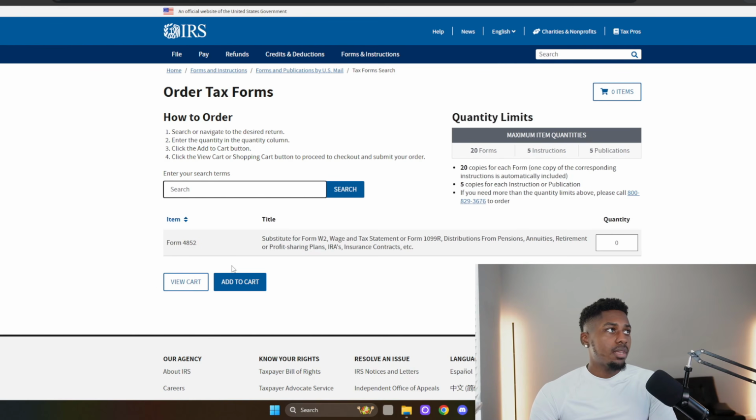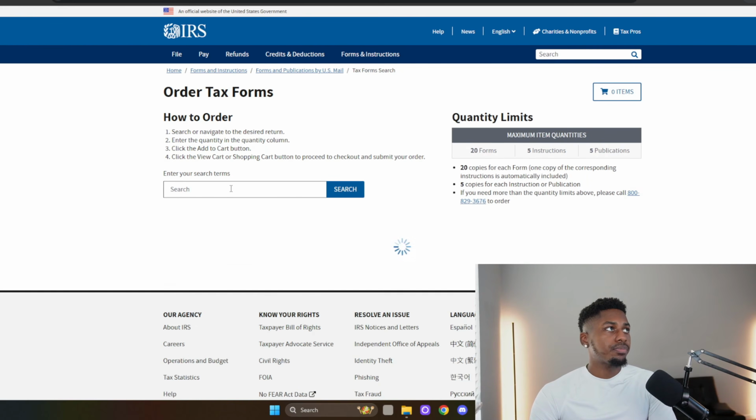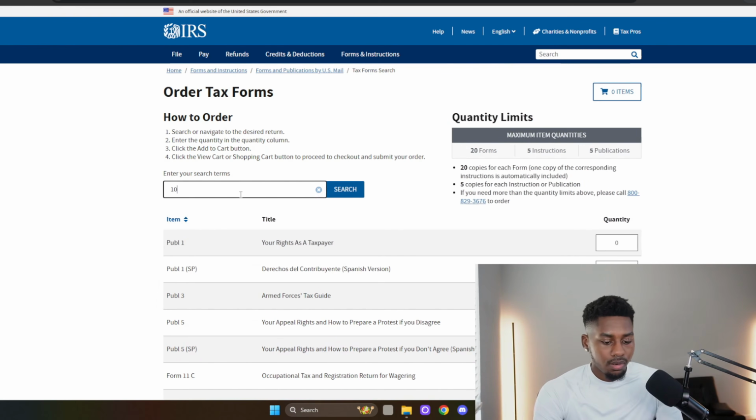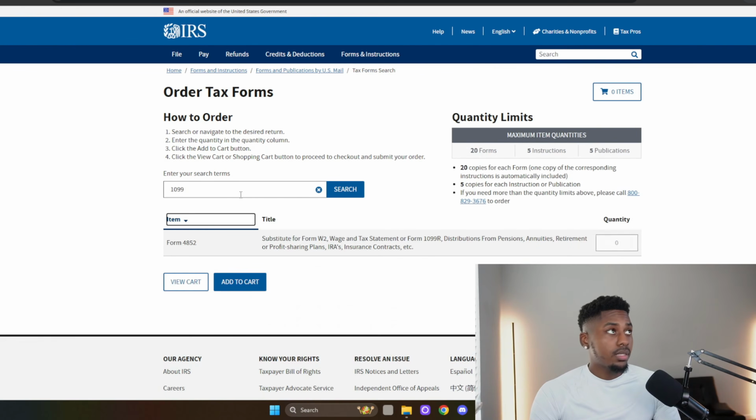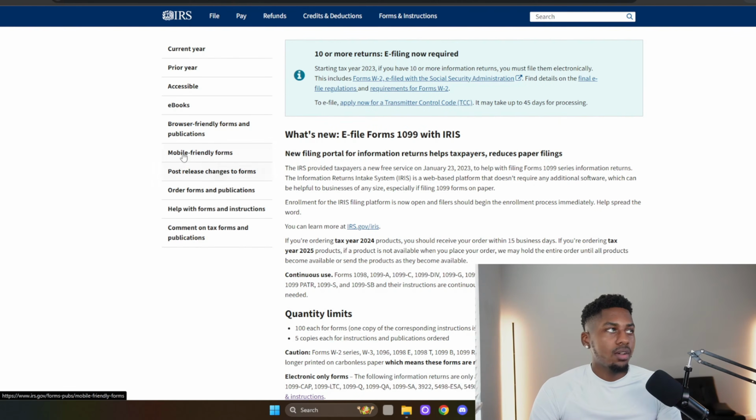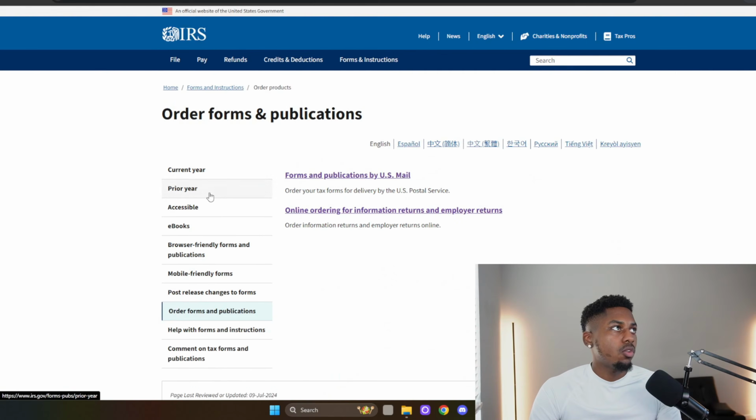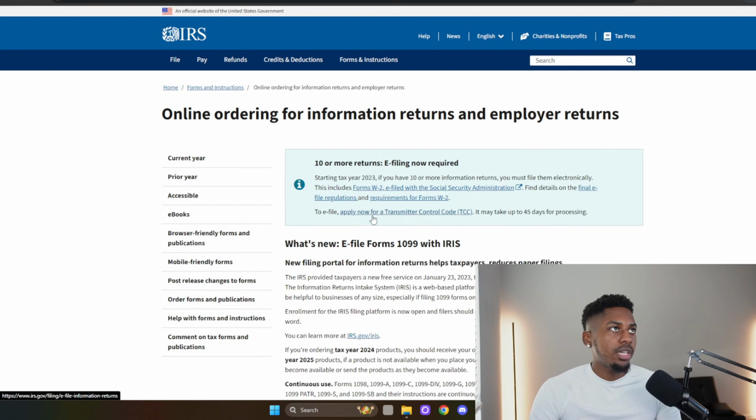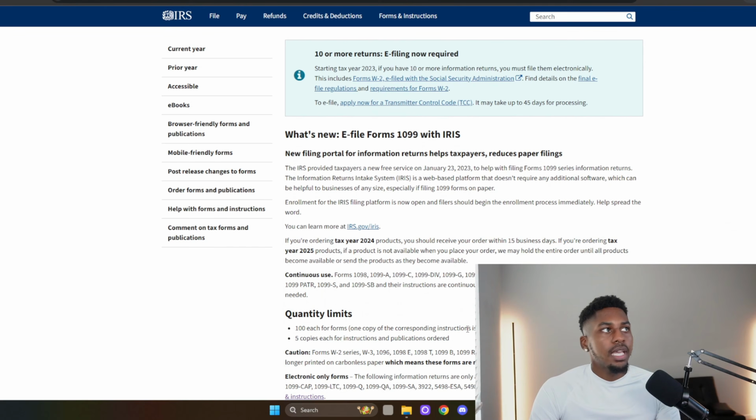But you can come here, type this in. I don't know why when I type it in, it's not pulling up, but refresh one more time. So scratch that out. You actually go to order forms and publications. Then you want to do online ordering for information returns and employer returns. And I want to highlight that you can now do the e-file with the IRIS.